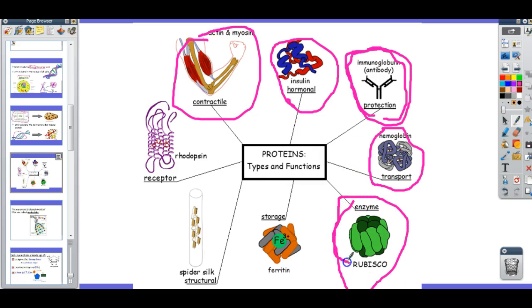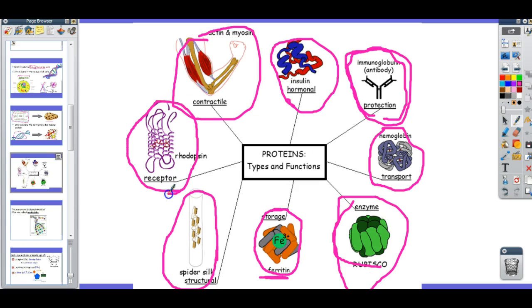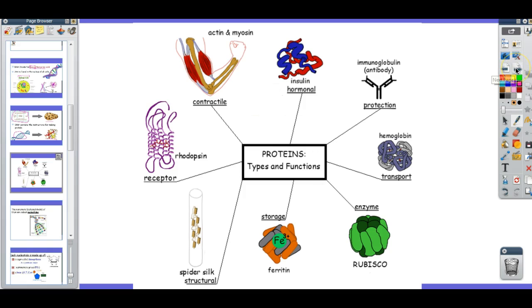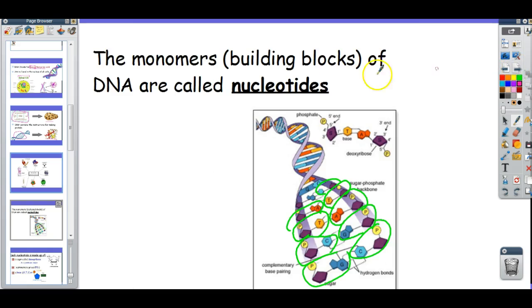Enzymes. These speed up chemical reactions. Some of them store stuff. Okay, this is storing iron. It could be structural, like spider silk is made out of a protein. And it can be a receptor. A receptor is kind of like it intercepts signals from other cells, kind of like a cell phone tower. It receives messages. So lots of different types of proteins.